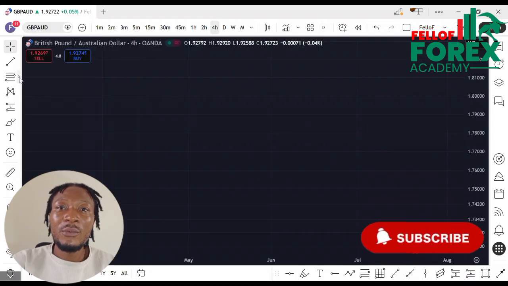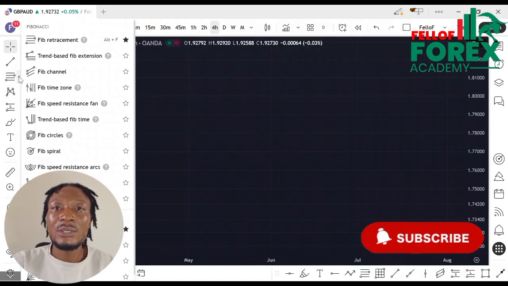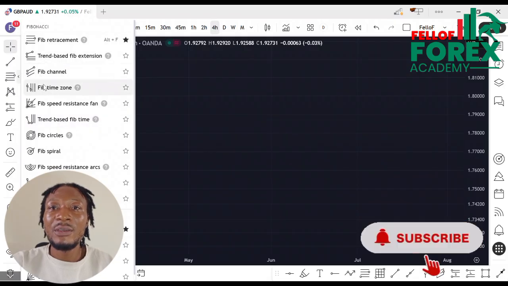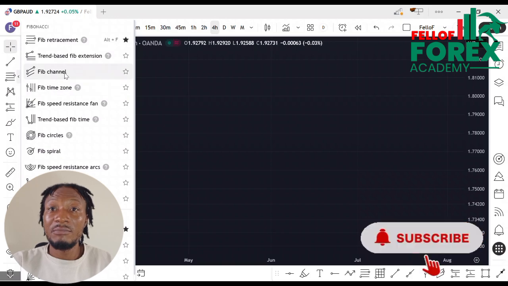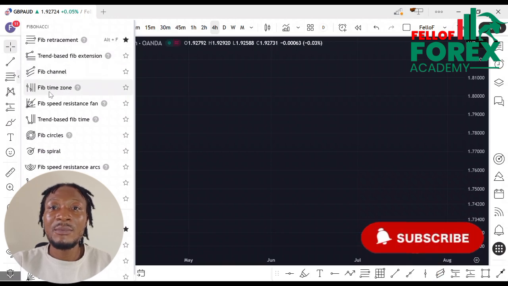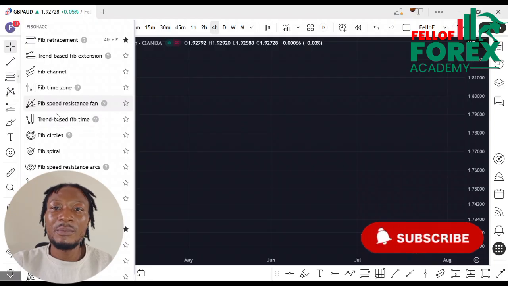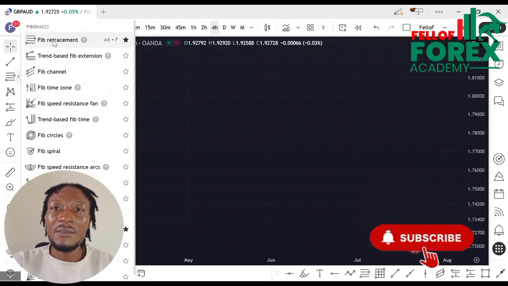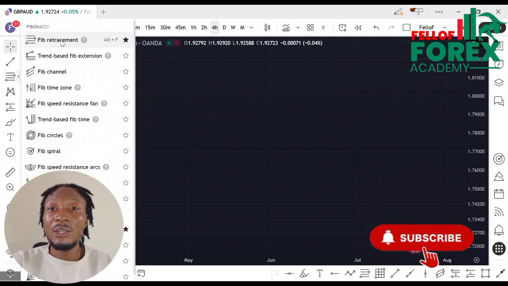So you come here where you have GAN. When you just come with your arrow, you see where you have these lines. So here you have GAN tools and Fib tools. You have Fibonacci retracement, you have trend-based Fib extension, you have Fib channel, you have Fib time zone, you have Fib speed resistance. There are so many Fibs, but what we'll be using is the Fib retracement tool. Okay, the Fib retracement tool.